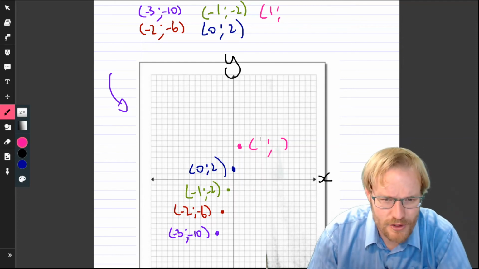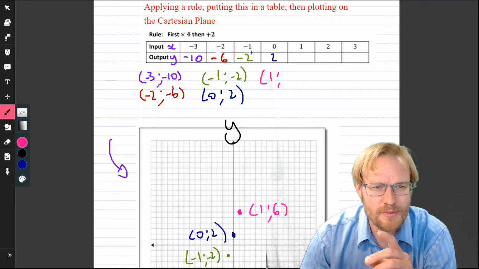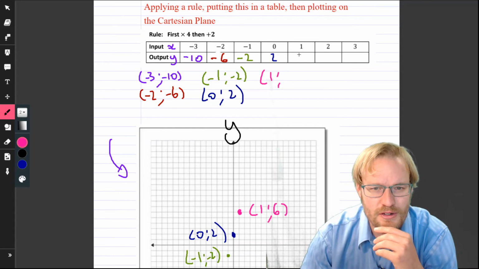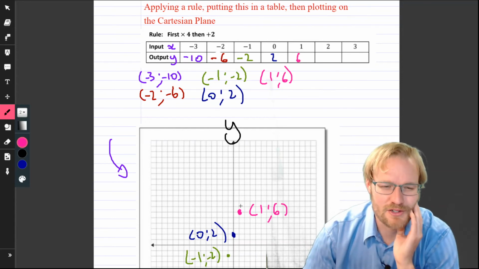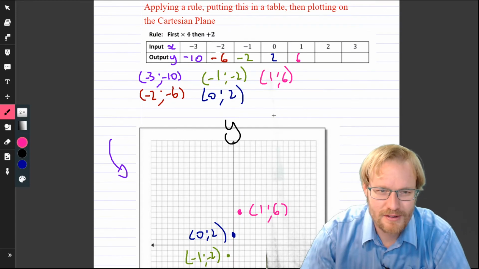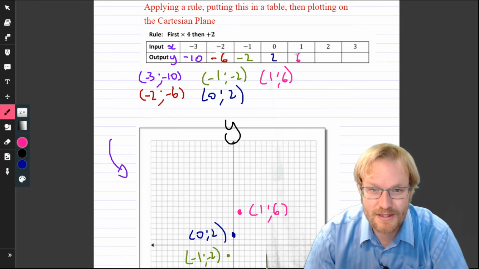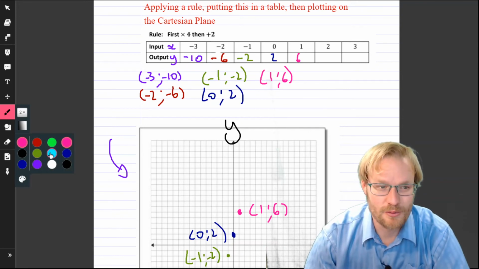And so our input is 1. I've said the output is 1, 2, 3, 4, 5, 6. Let's see if it is. First multiply by 4. 1 times 4 is 4 plus 2. Yeah, that does give us 6. So how do you think I know that it's going to be at 1, 6? How did I know that it's going to do that? How did I know that if you went minus 10, minus 6, minus 2, 2, 6, what do you think the next one will be?